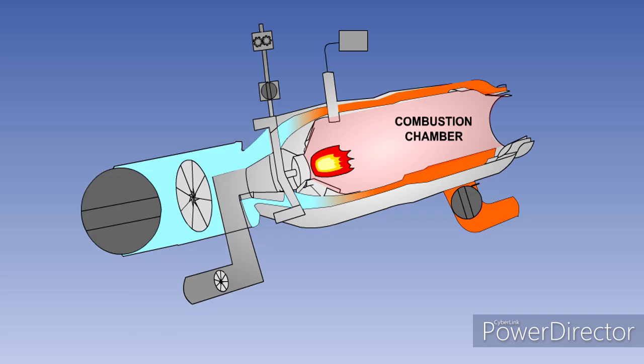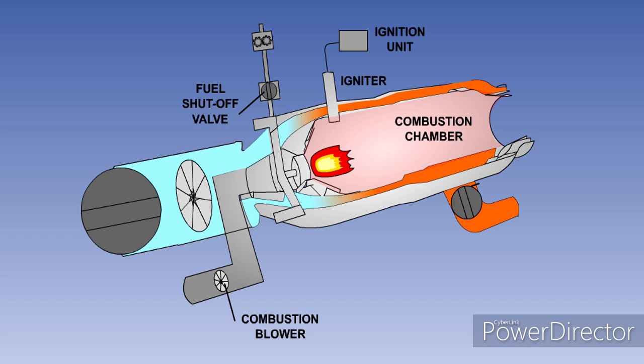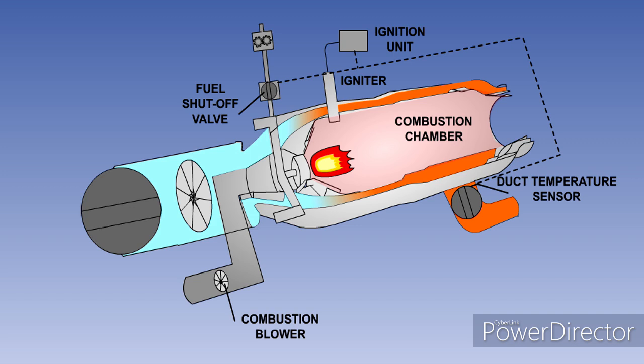It works by burning a fuel-air mixture within its combustion chamber. Air for combustion is supplied by a fan or blower known as the combustion blower, and the fuel is supplied via a solenoid-operated fuel valve. The flame is lit by an ignition unit controlling an igniter. The fuel valve and the igniter are controlled by duct temperature sensors, but can be manually overridden.